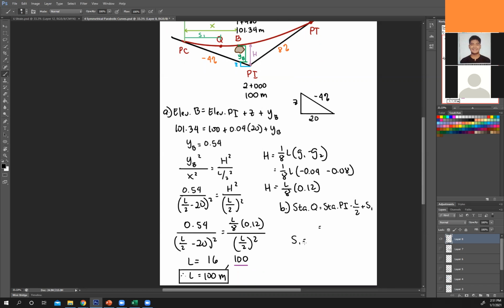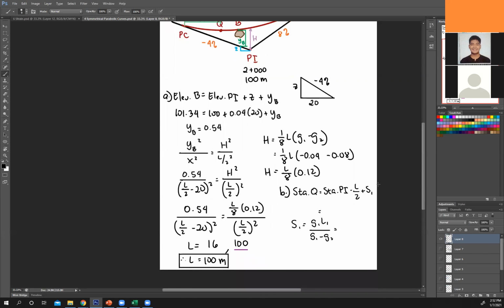So S1 is just by the equation G1 L over G1 minus G2. So G1 is negative 0.042. L is 100, we've already solved for that. All over negative 0.042 minus G2, which is 0.08. So what's S1? Well, I'll give it. S1 is 33.33.